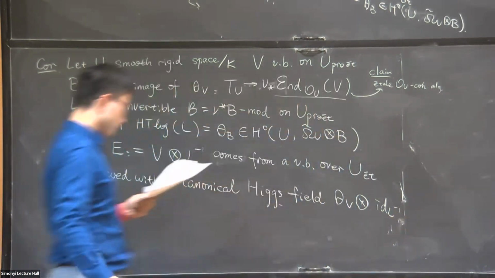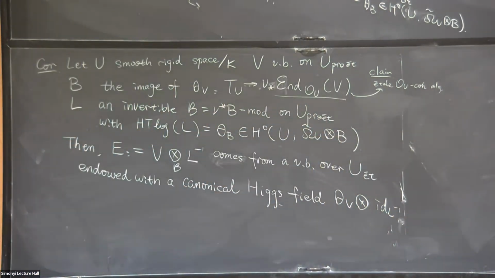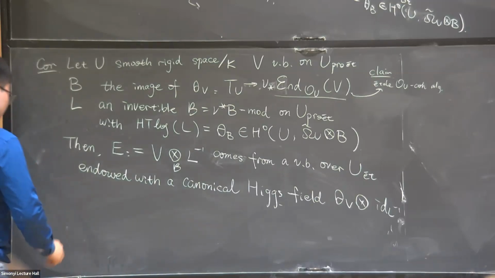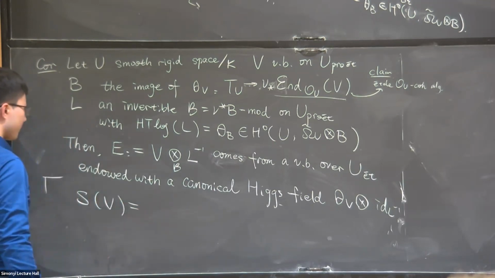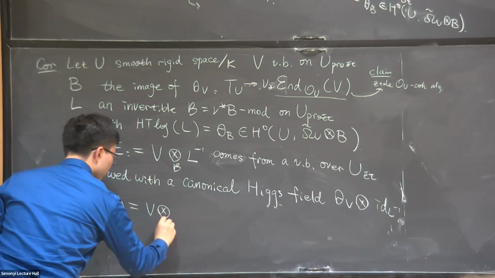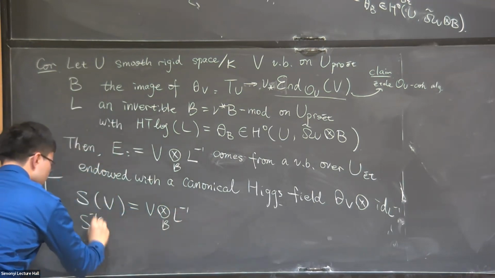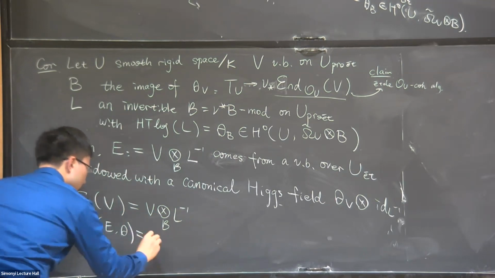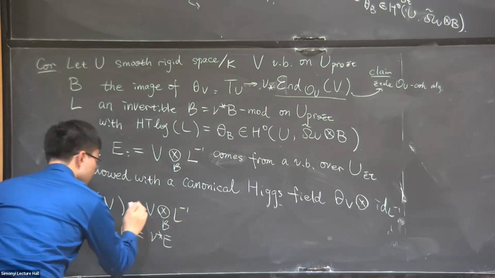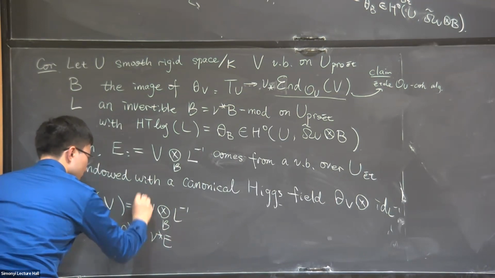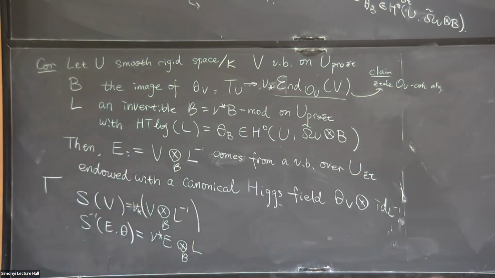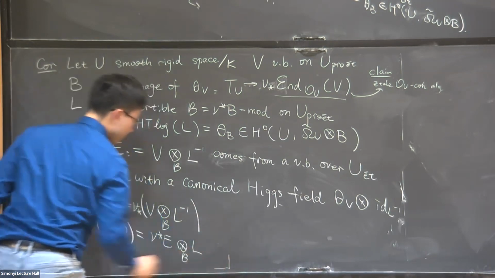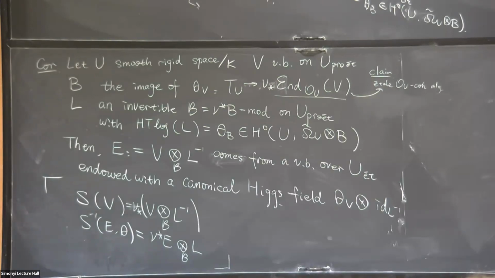Okay. So namely, we are constructing this S V, which we call S inverse. Previously, we only considered S inverse to be this one. So this corollary allows you to construct the inverse of S.